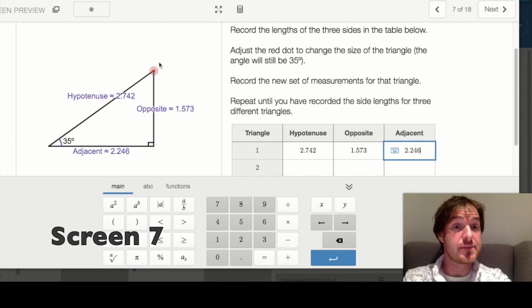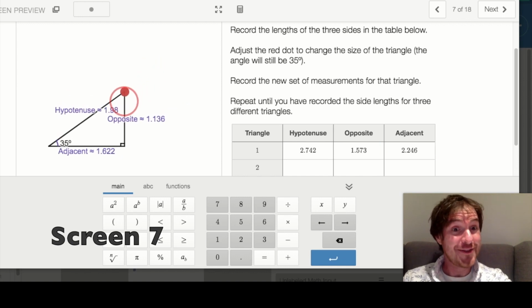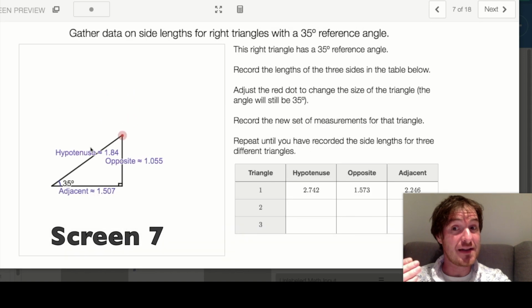And here, let's create some similar right triangles. I could make this one smaller. Look at that. It's smaller, but it's similar to the one I just looked at a second ago, because it has a 35-degree reference angle and it also has a 90-degree right angle.